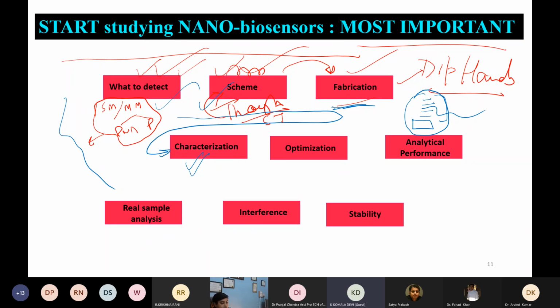That has to be done. Otherwise, we'll not know whether the sensor is fabricated correctly or not. So we have to characterize. Characterize means what? Any characterization, physical, chemical, electronic, anything.